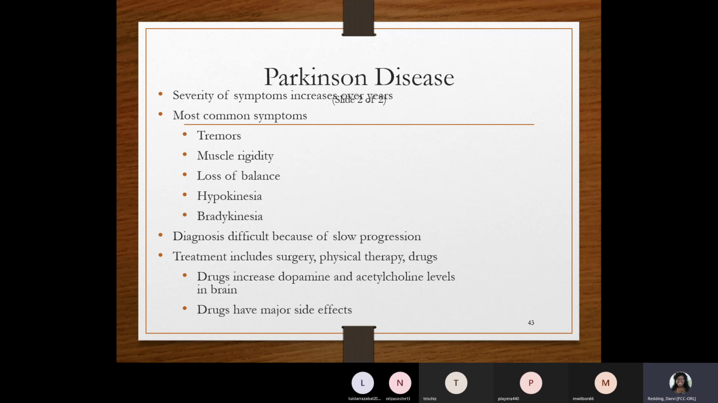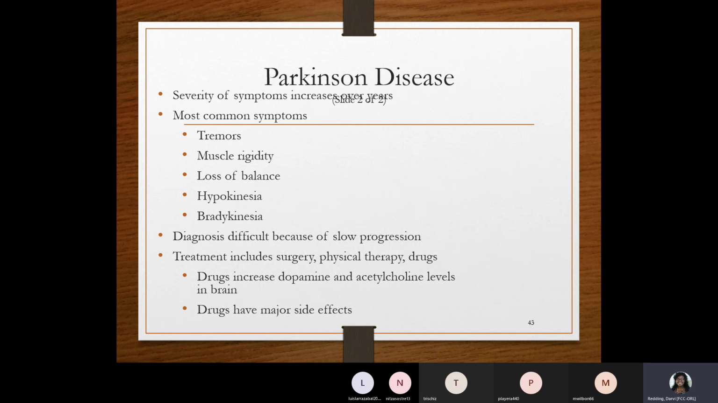So when it comes to Parkinson's disease, there are severe symptoms that increase over the years. I talked about some of the symptoms, meaning the tremors and the rigidity. Other common symptoms would include a loss of balance. The person would have hypokinesia or bradykinesia. With these particular symptoms, a person could have a stooped posture, their hips and knees are slightly flexed. They are also known to take short shuffling steps because they can't move and glide like they used to.